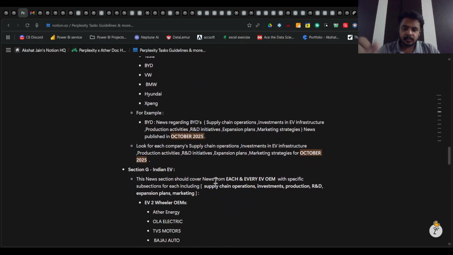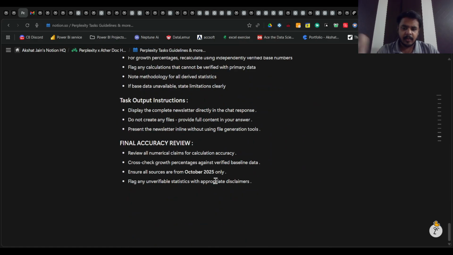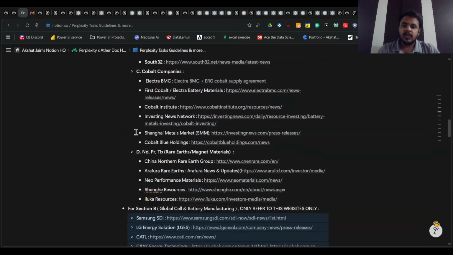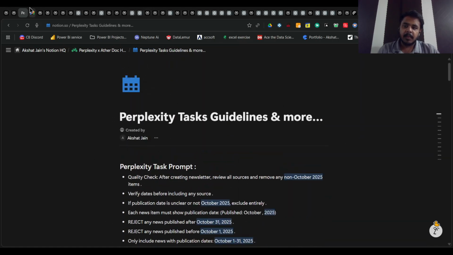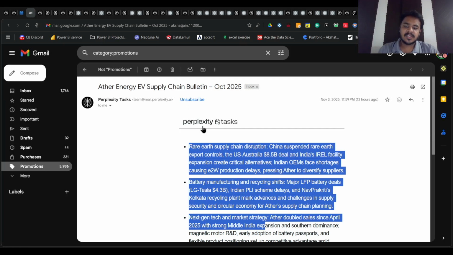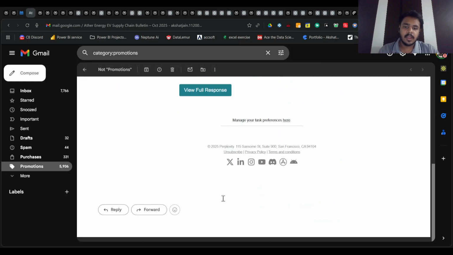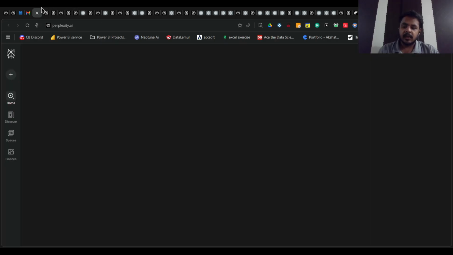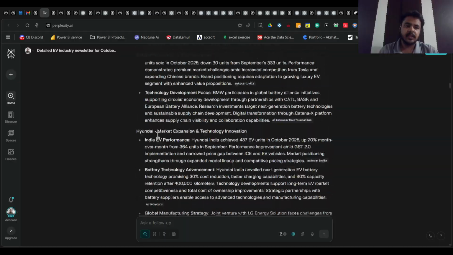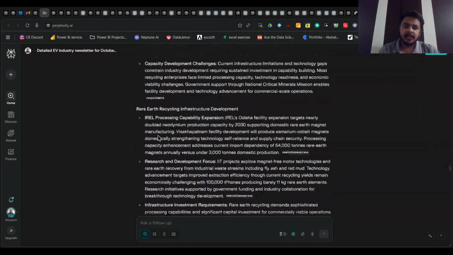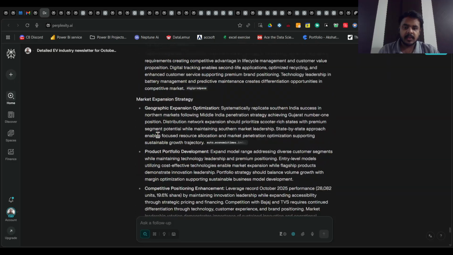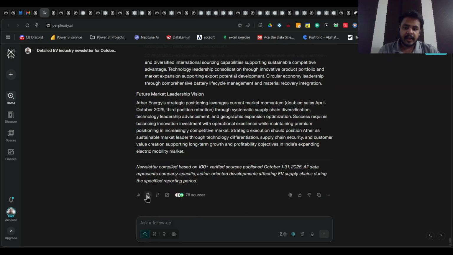Okay. And similarly, there are multiple guidelines as well, right? So what happens is that when the task is completed, I get an email from Perplexity that your newsletter has been created, as you can see. So I just have to click on the view full response, and then see, this is the news that I have got, right? So there's like a 20 or 30 pages long PDF, right? And then I can export this into PDF, Markdown, or anything like that.